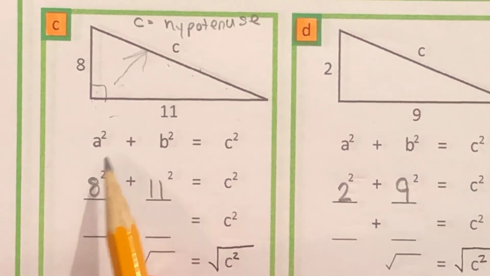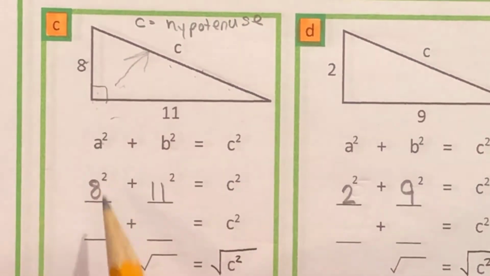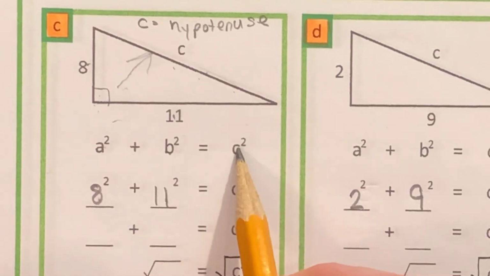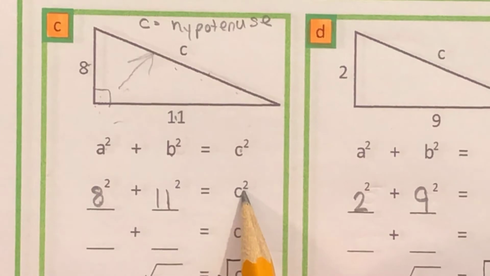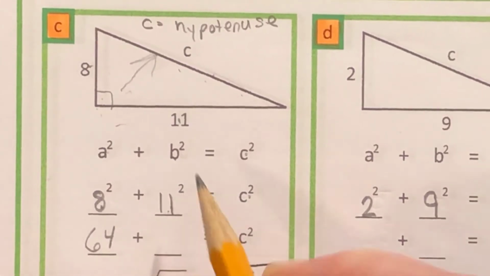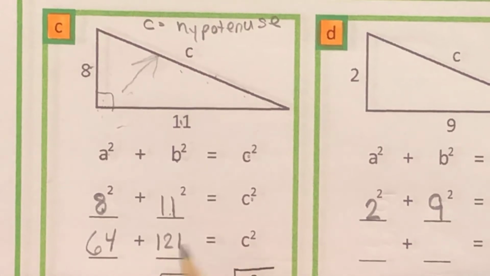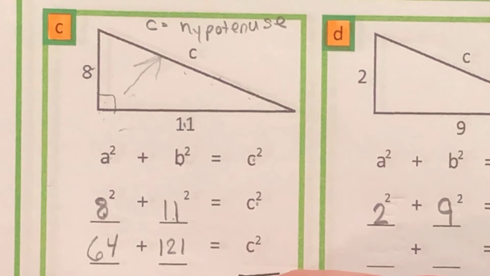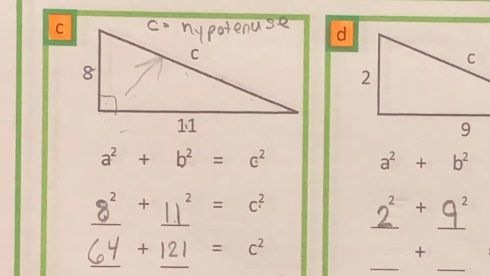Letter C, A squared would be 8 squared, B squared, 11 squared, and then C squared, that's the unknown one, so I bring C squared down. 8 squared is 64. 11 squared is 121. When I add those up, I get 185.